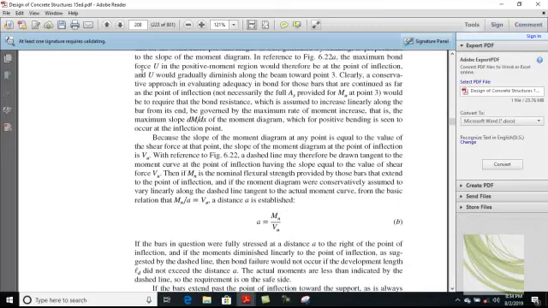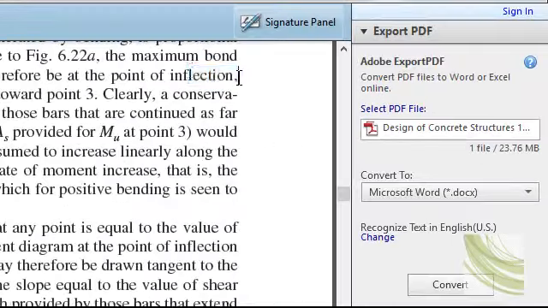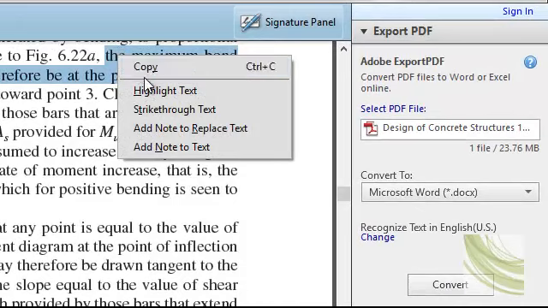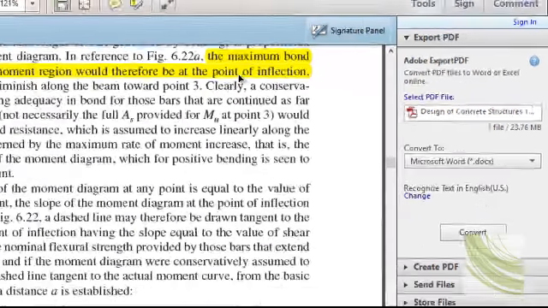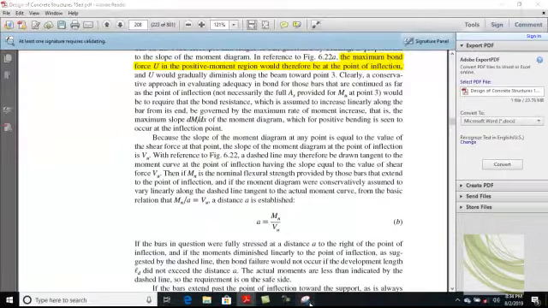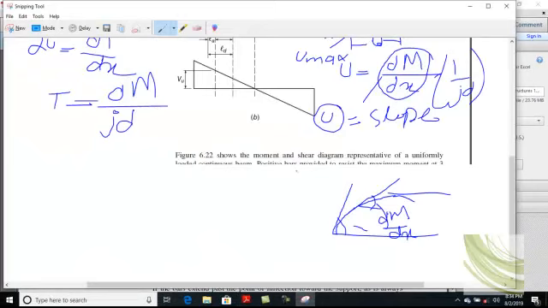The maximum bond force U in the positive moment region would therefore be at the point of inflection. This is the point which I mentioned. That maximum bond force will occur at the point of inflection, not at the maximum moment point. Clear? This is a very interesting piece of information which we get.